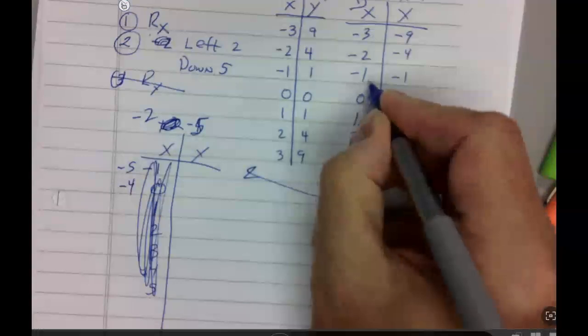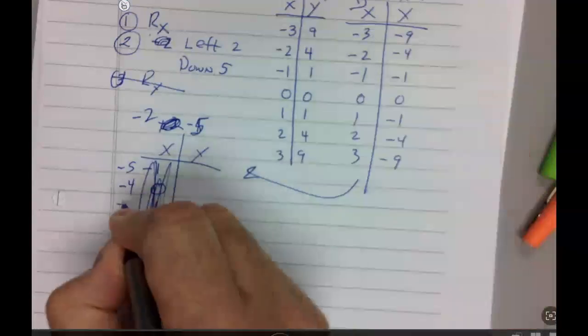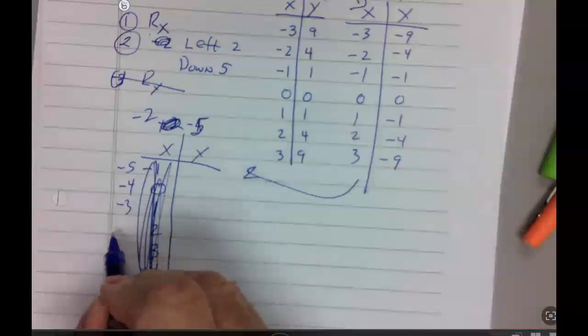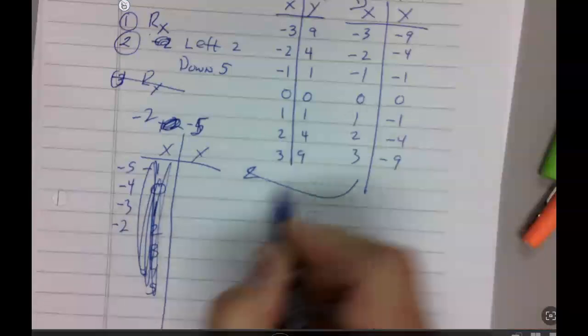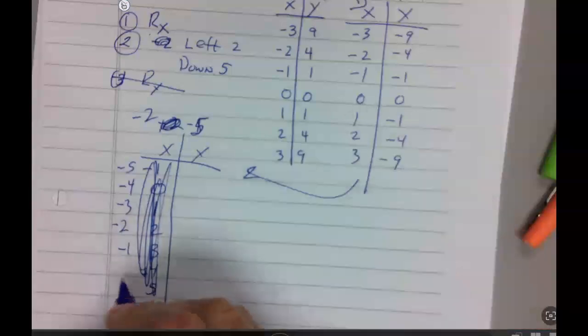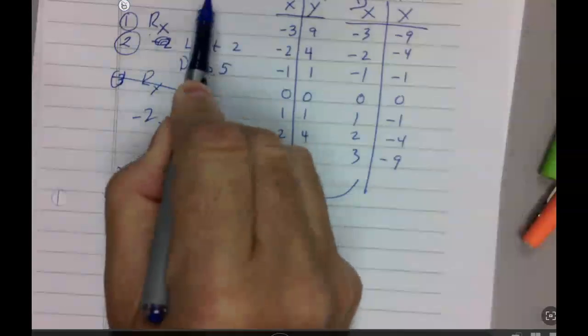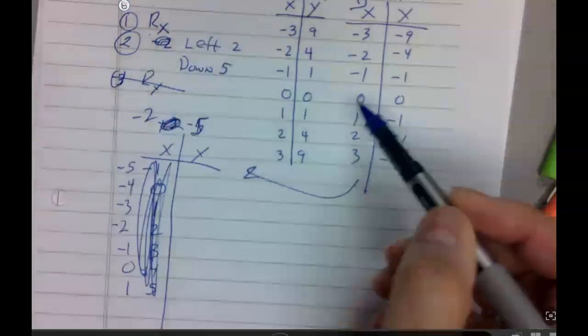-1 minus 2 is what? -3, correct? Yeah. 0 minus 2 is what? -2. Yeah. 1 minus 2 is -1. 2 minus 2 is what? 0. And 3 minus 2 is what? 1. It's always an imposter. How many times have I said that inside the parentheses? Does that make sense?